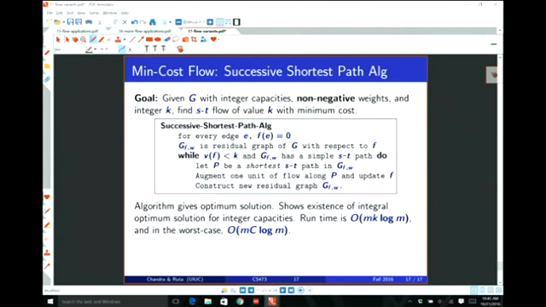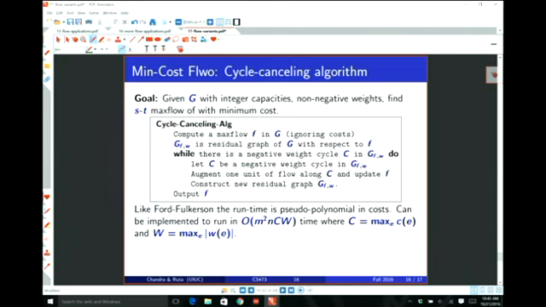This is called successive shortest paths, right? You find a shortest path, you find the residual graph, find another shortest path, and keep doing it. Okay, this also will work. We won't worry about the proof right now, but it's a very simple algorithm. And cycle canceling is the other simple algorithm.